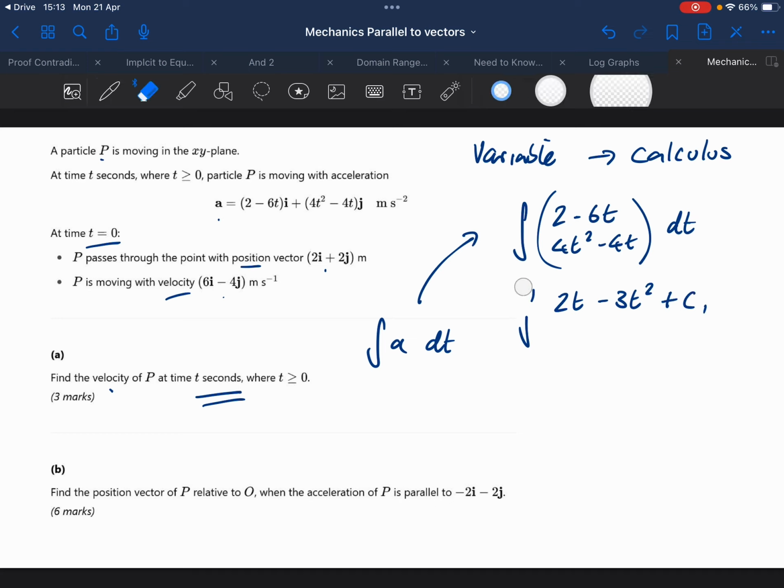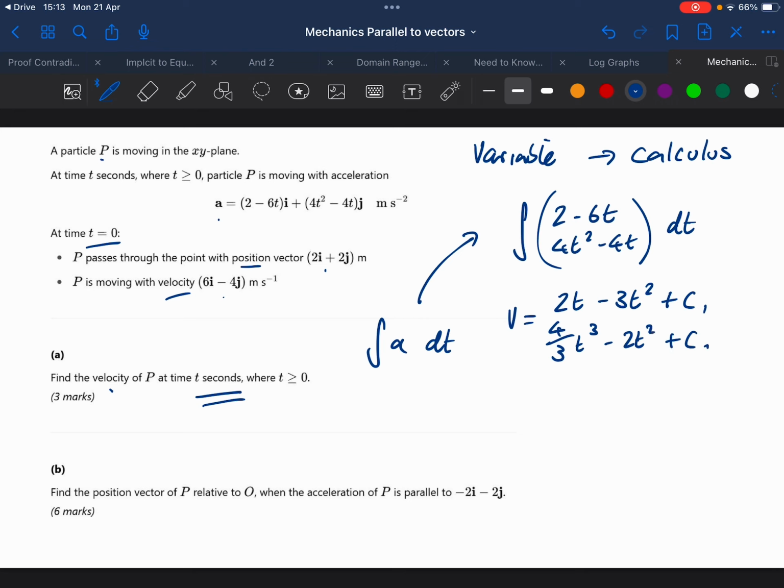We've just integrated, so we don't need that one anymore. And the other one is going to be 4/3 t cubed minus 2t squared plus its c value. Okay, and how do we find these c values? Well, that's actually what this piece of information over here was all about. It's saying that when t equals 0, this is what the answer is.